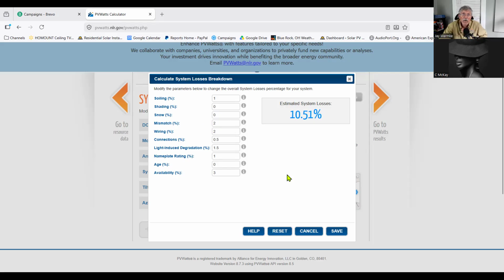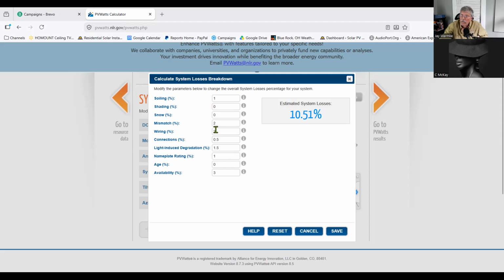Mismatched panels. So if you're hooking everything together in a string with a string inverter, you're going to get mismatched panels. Panels are going to be like plus or minus 2%, plus or minus 3%. If it's plus or minus and they're hooked together in a string, you're always going to get the lowest common denominator. So if it's plus or minus 2%, then it's really minus 2% because one panel that's minus 2% is going to drag everything in the string down.